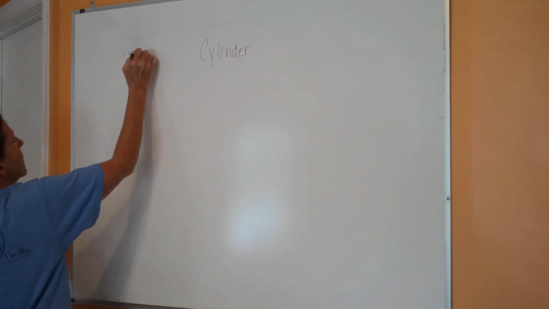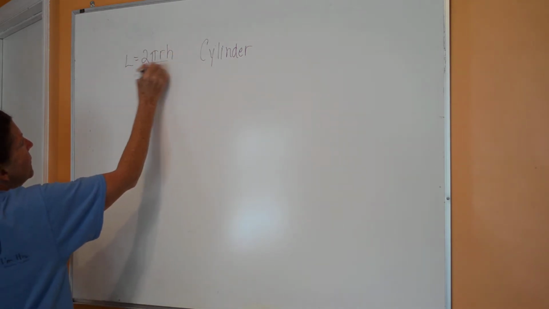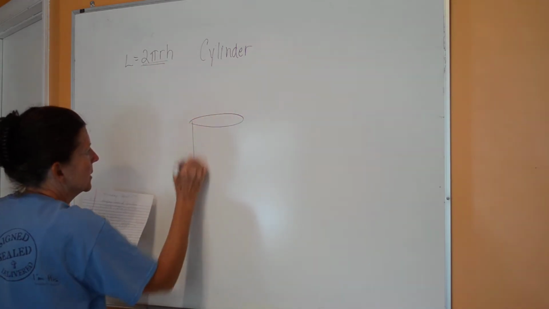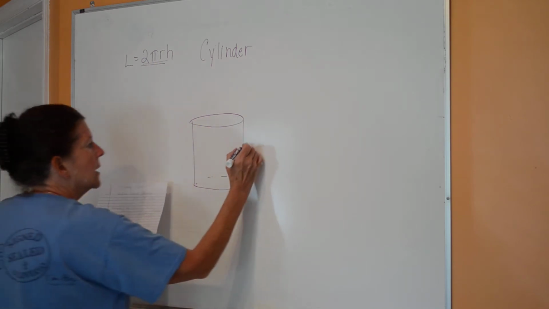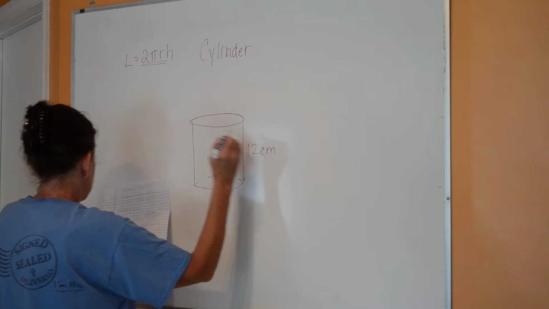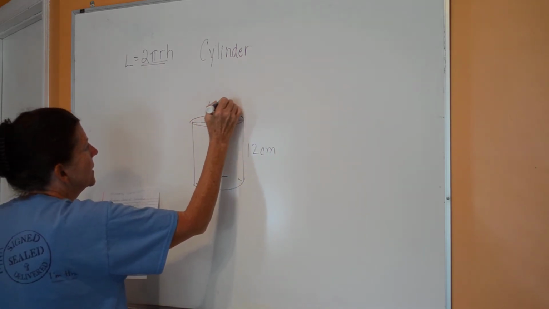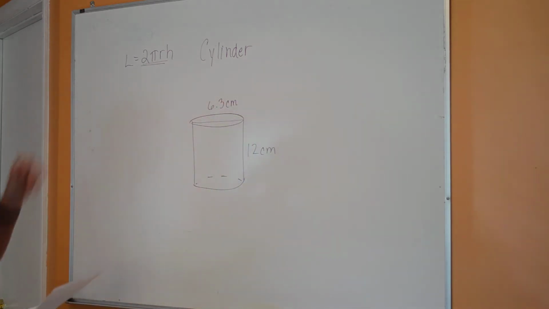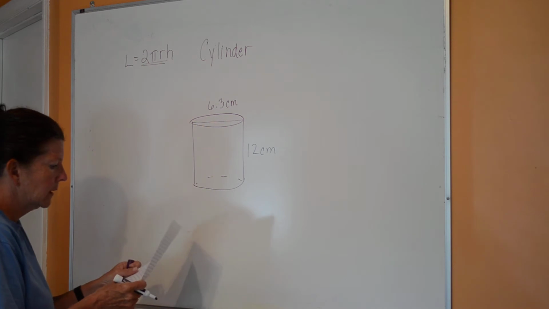I'll put it back up here. Lateral area is 2 pi rh, the circumference times the height. So here's my can. It's 12 centimeters high, and the diameter of it is 6.3 centimeters. That's all the way across. Find the lateral area. That's the lateral surface area, not the total surface area. Then pause the video and come back.